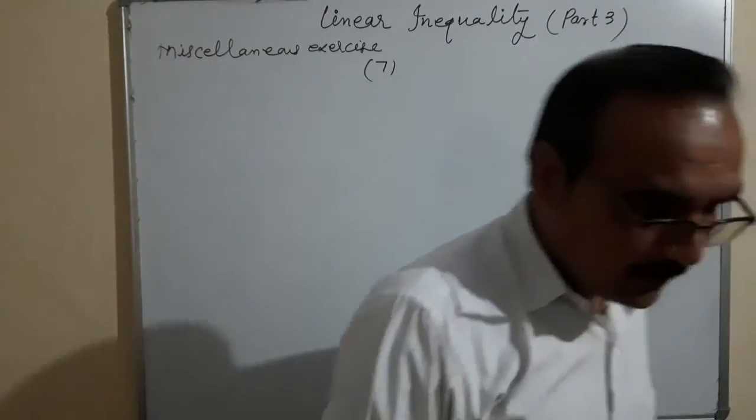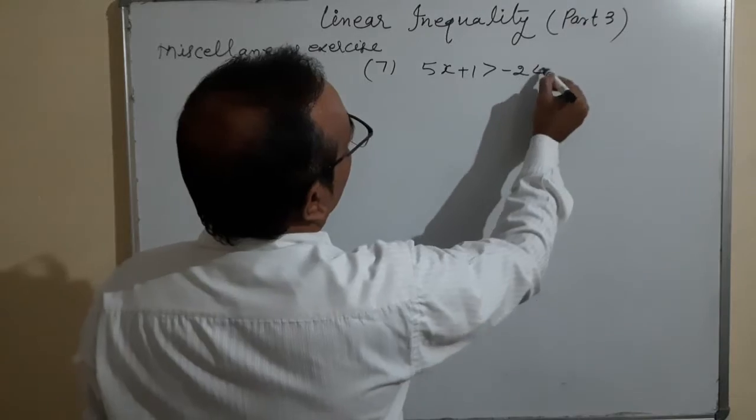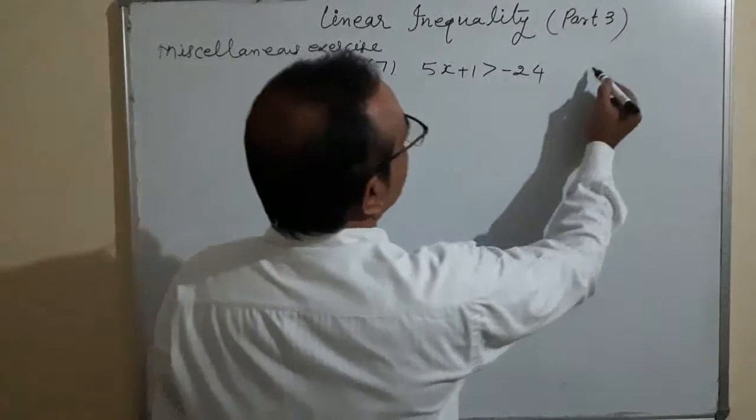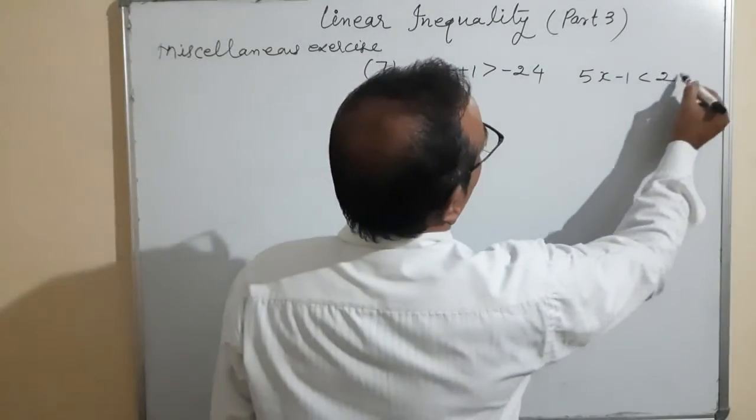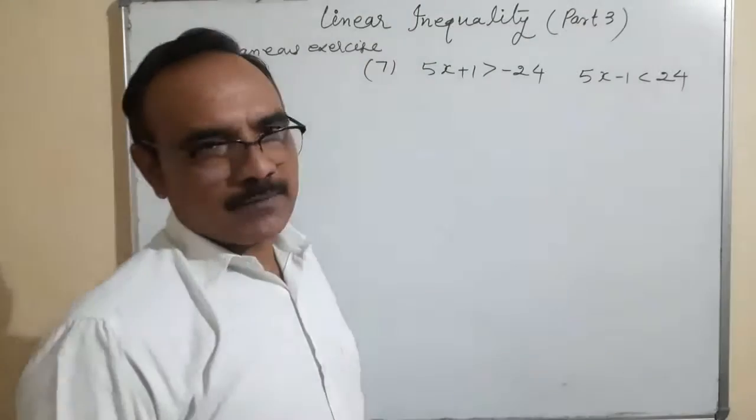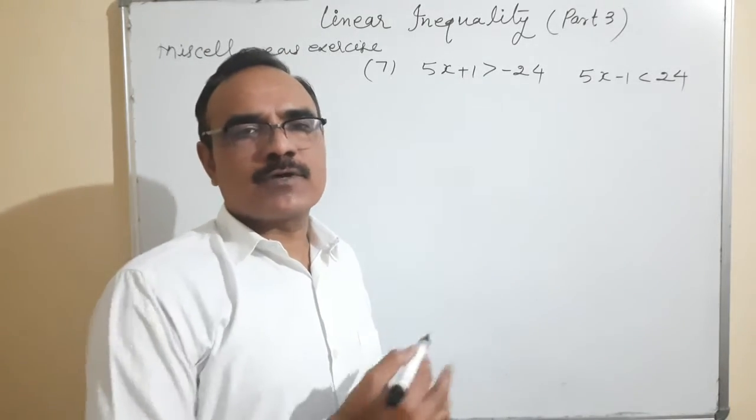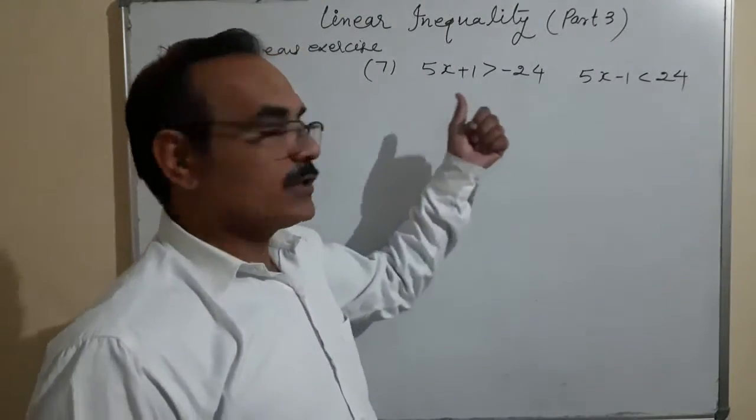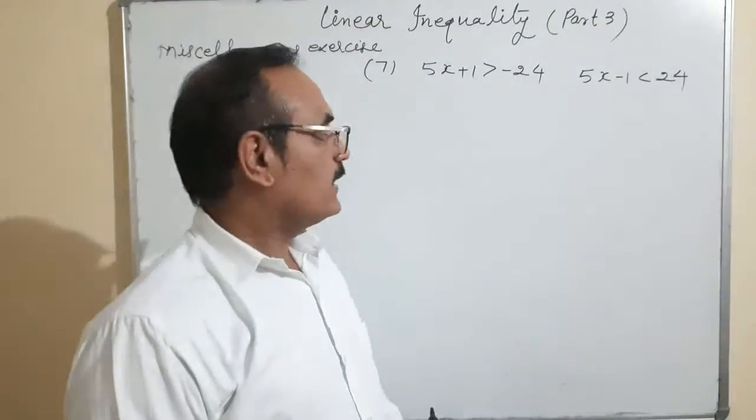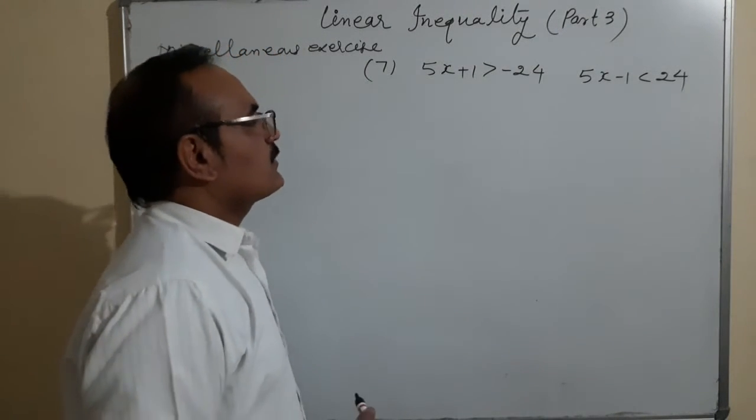5x plus 1 is greater than minus 24. And second, 5x minus 1 less than 24. We are going to represent on the number line. The single variable here, so a single variable is to be represented on the number line. If there could be two variables, we have to represent on the graph paper, in a two-dimensional plane. So 5x plus 1 is greater than minus 24 and 5x minus 1 less than 24. So we're finding the value of x from both.